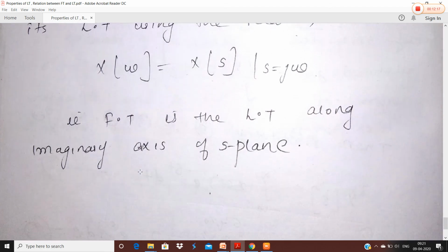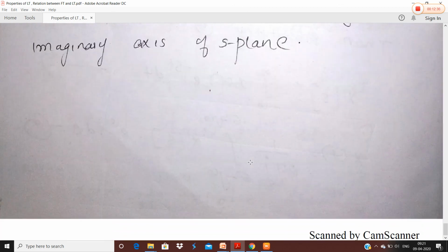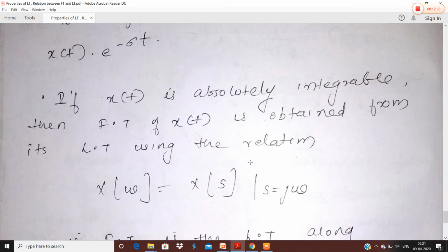That is, the Fourier transform is the Laplace transform along the imaginary axis of the s plane. We know that the imaginary axis is nothing but the j omega axis. So if you give s is equal to j omega, then the Fourier transform we get is the Laplace transform along the imaginary axis, that is, the j omega axis of the s plane. So this is all about the relationship between the Fourier transform and the Laplace transform. That's all. Thank you.